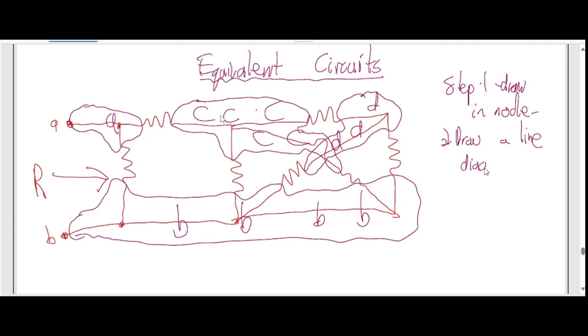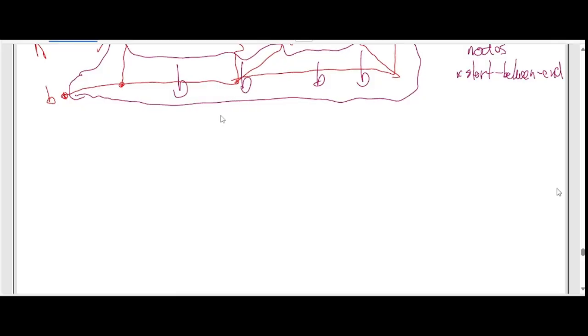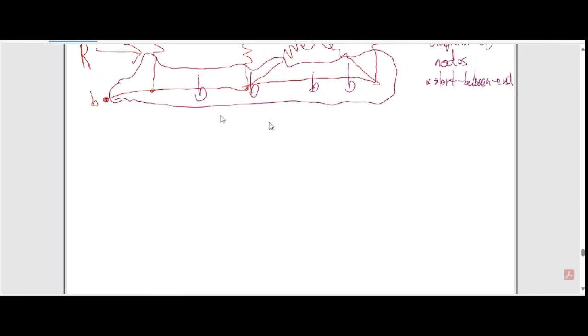diagram of the nodes. So it kind of looks like this. So what you need is the start node, the in-between, and the end, right? So it looks something like this. I might have to zoom out.